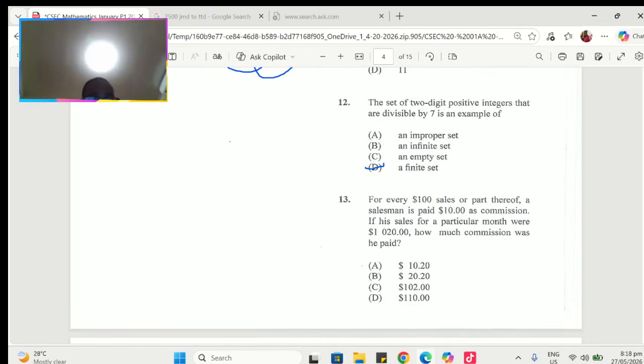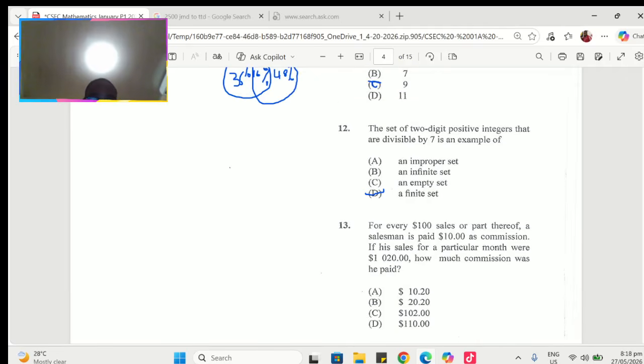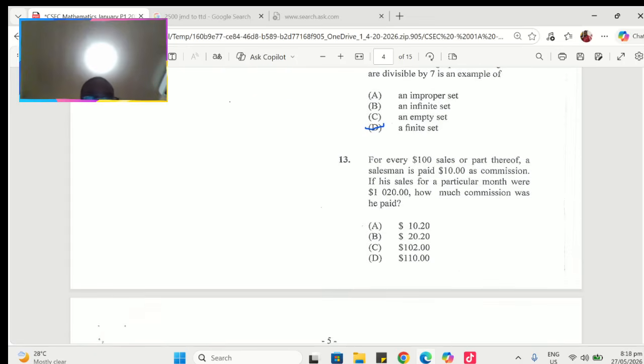Do you understand the 12, right? Well, how I get D, right? They say 2-digit positive integers. There's only so many 2-digit positive integers, and then there's only so many that are divisible by 7. So it's not an unlimited amount, right?